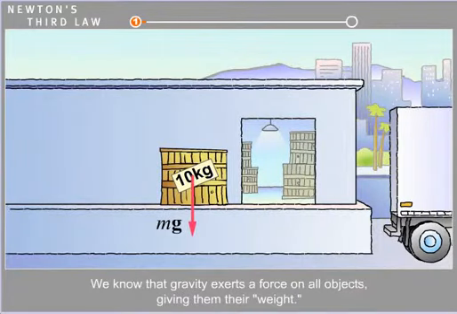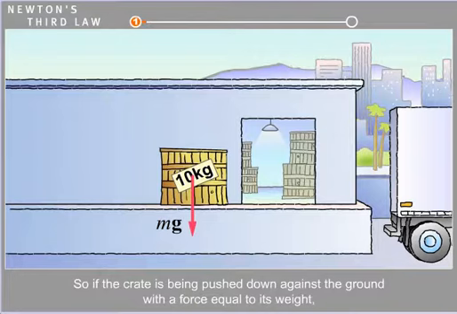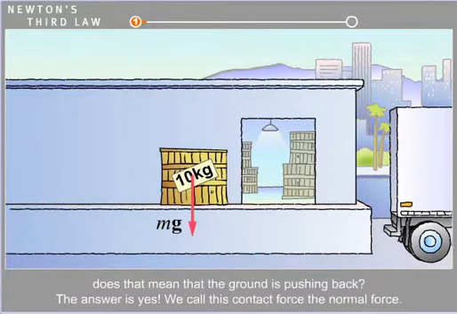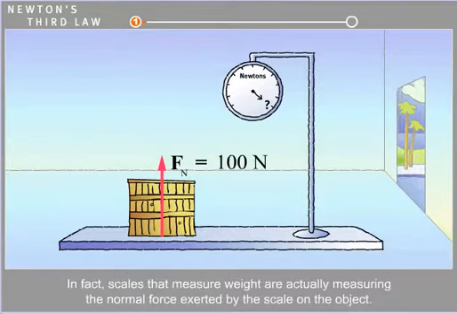We know that gravity exerts a force on all objects, giving them their weight. We learned from Newton's third law that objects in contact with each other exert equal and opposite forces on each other. So, if the crate is being pushed down against the ground with a force equal to its weight, does that mean that the ground is pushing back? The answer is yes. We call this contact force the normal force. In the case of an object resting on flat ground, the magnitude of the normal force is equal to the weight of the object. In fact, scales that measure weight are actually measuring the normal force exerted by the scale on the object.